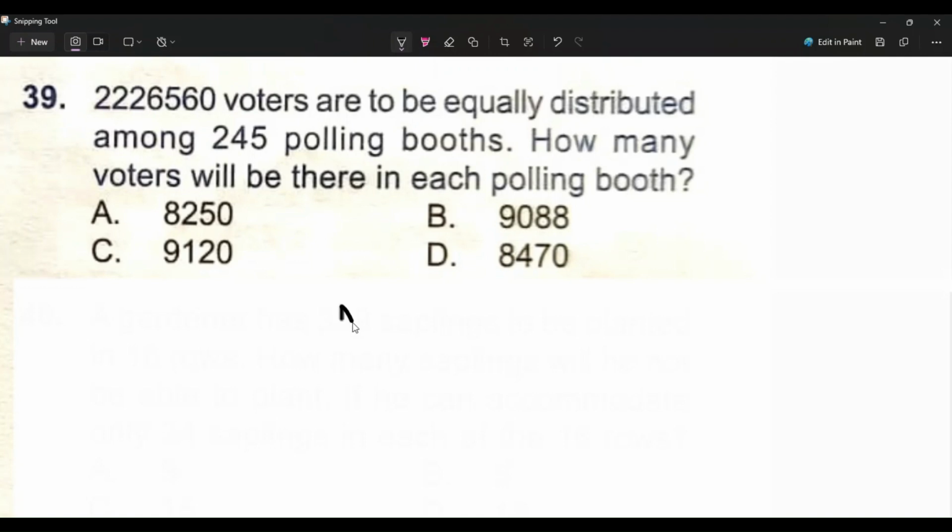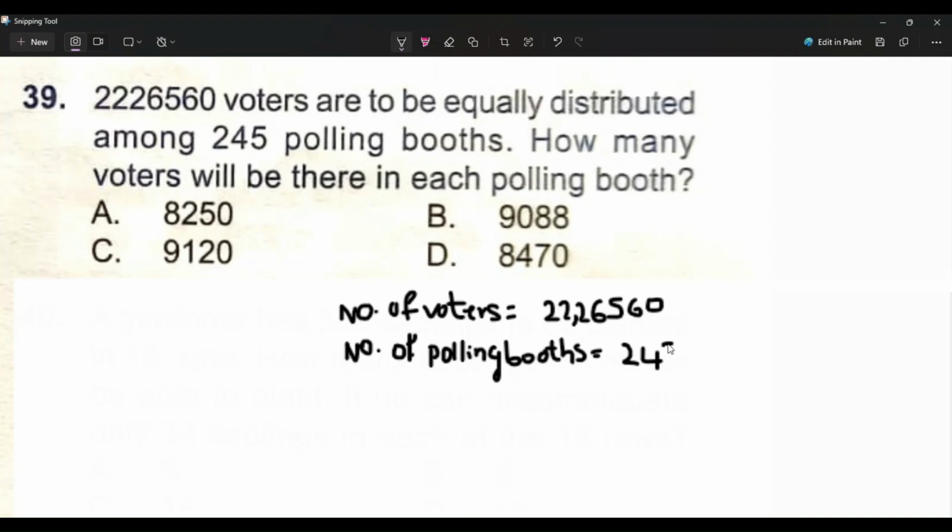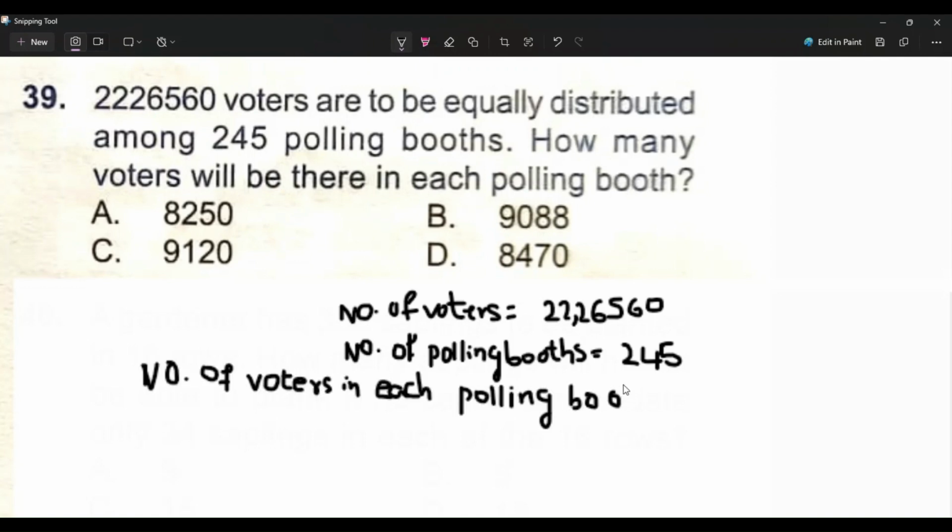So, number of voters is equal to 22,26,560. Number of polling booths is equal to 245. Number of voters in each polling booth is equal to 22,26,560 divided by 245.